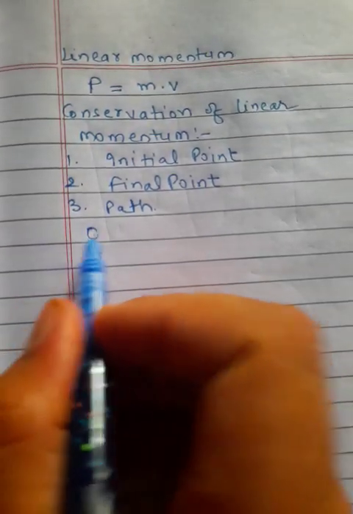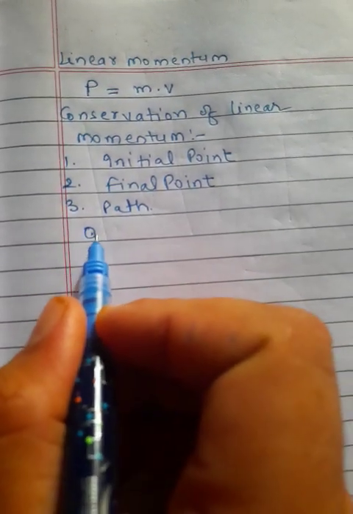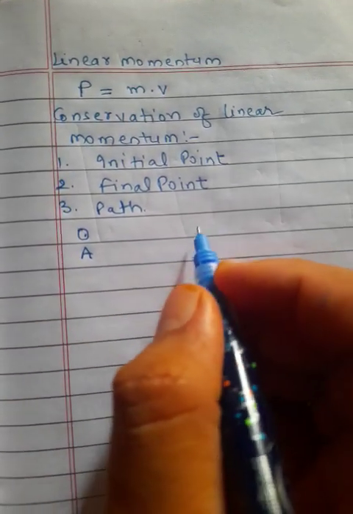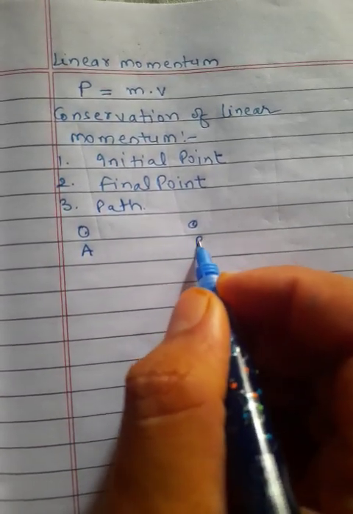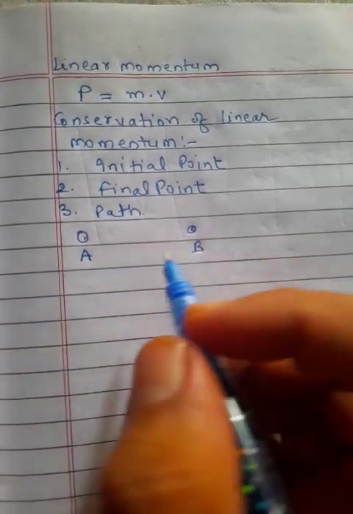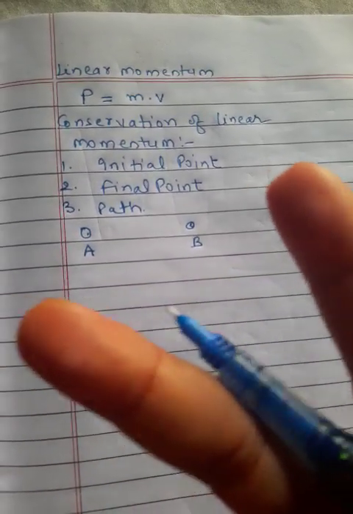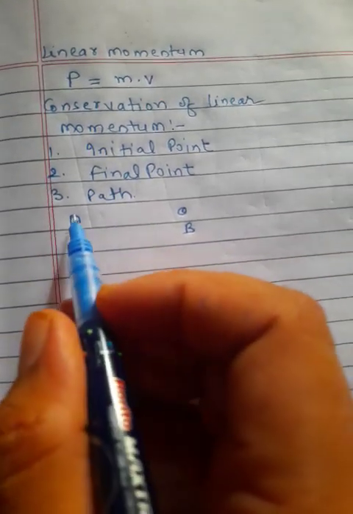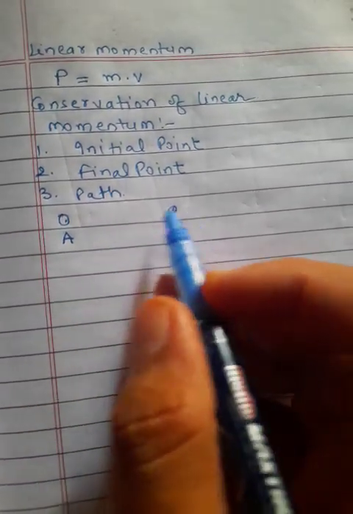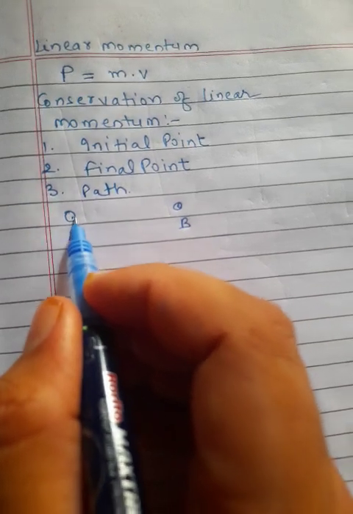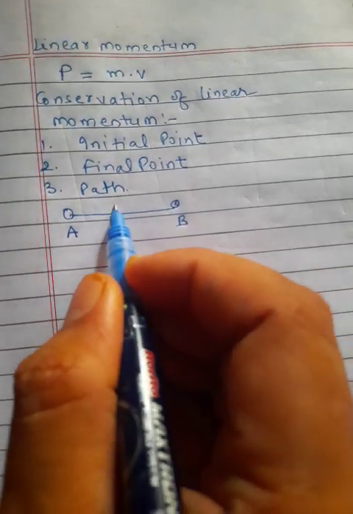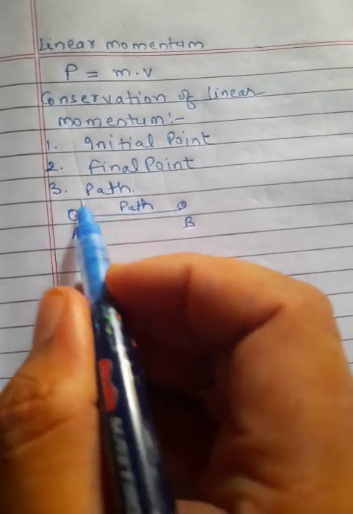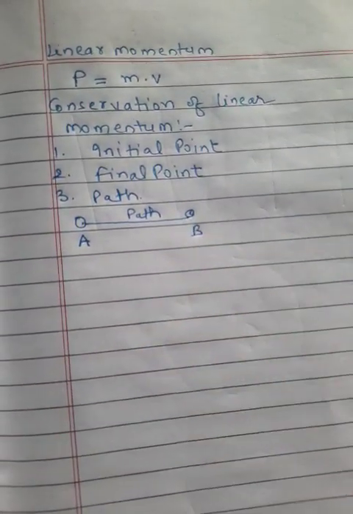After that, when we kick or hit the ball, the ball shows its motion with some velocity, and it will reach a point that is B point. Okay? So we are observing here at two points only. This is our first point, the initial point. This is our second point, the final point, and this is the path where the object will move. Okay?